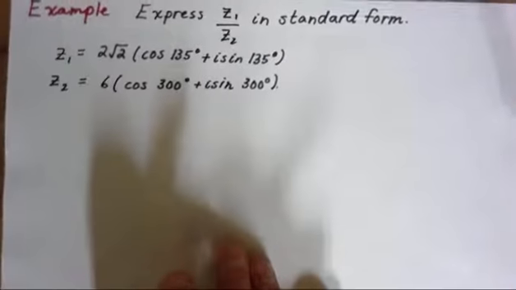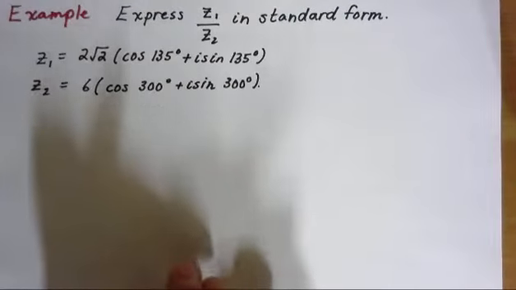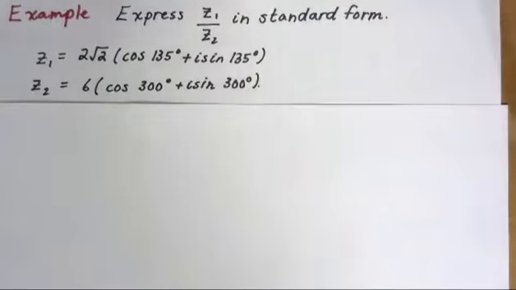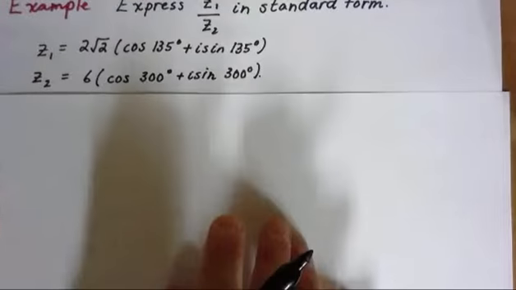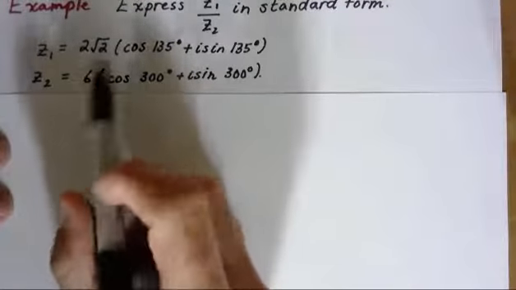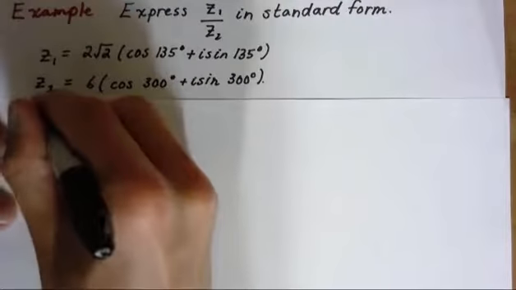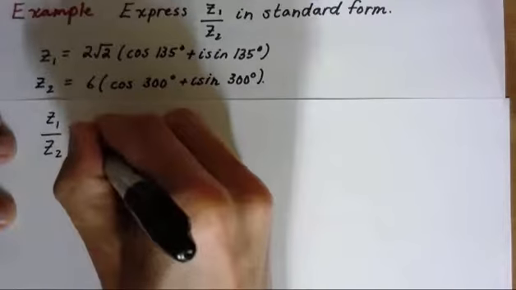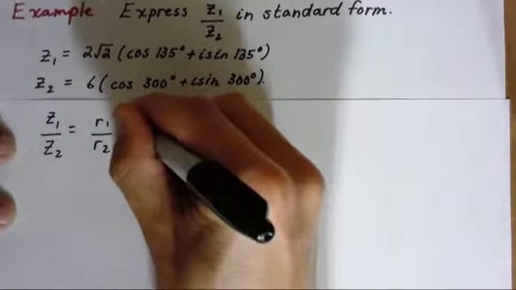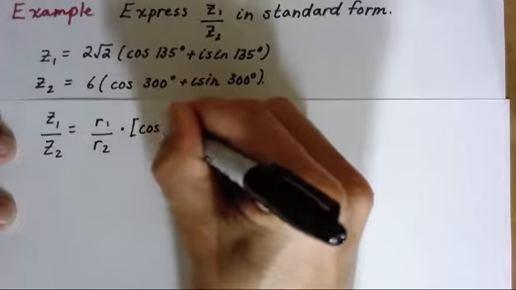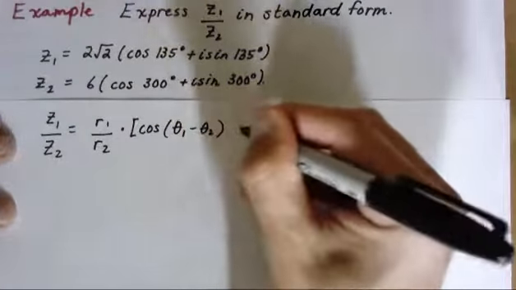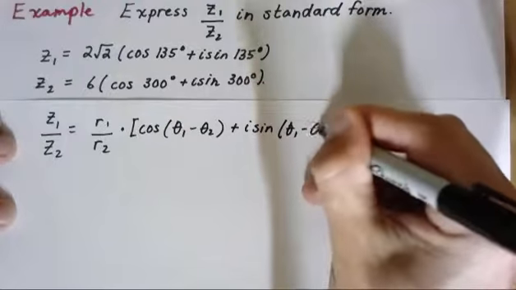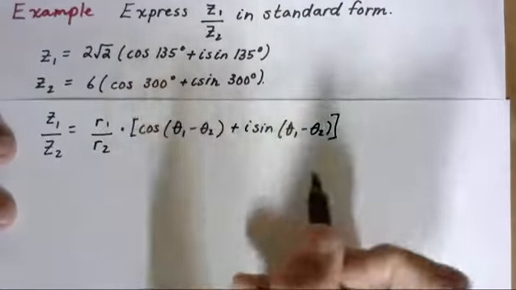Okay, in the second example, I'm going to express z1 over z2 in standard form. This is where I'm going to use the calculator afterwards to help us get these in standard form, that a plus bi. So like I did in the last example, z1 over z2 is simply r1 divided by r2 times cosine of theta 1 minus theta 2, plus i sine of theta 1 minus theta 2. Okay? There's the definition.